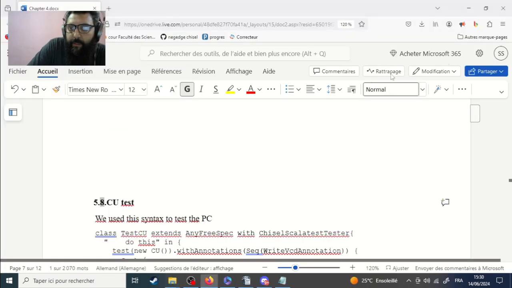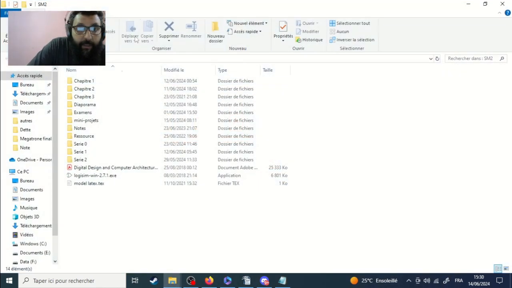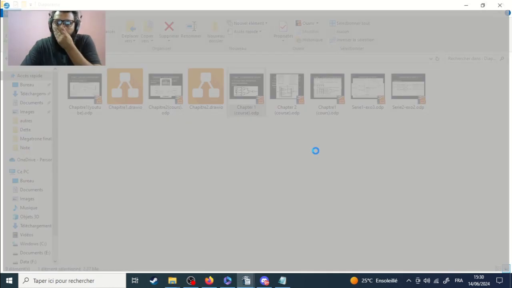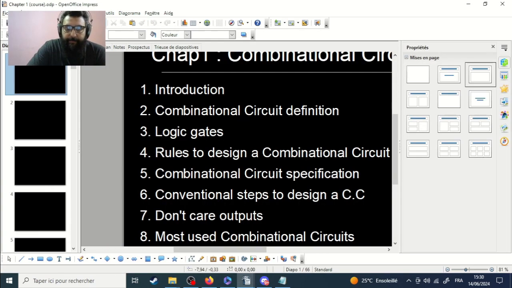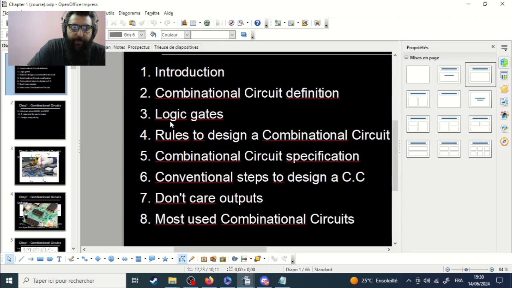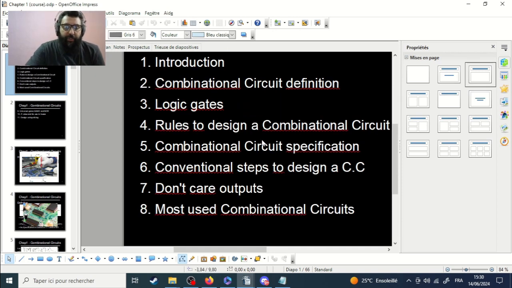Okay, let's see another example to show you how to do that. We take for instance here chapter one. The structure is like this. You have 1, 2, 3, 4, 5, 6, 7. This is the first page of my presentation.